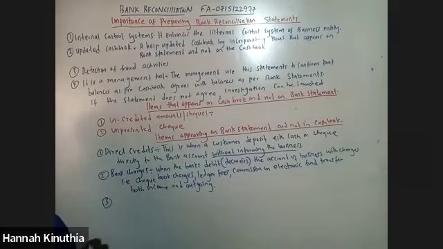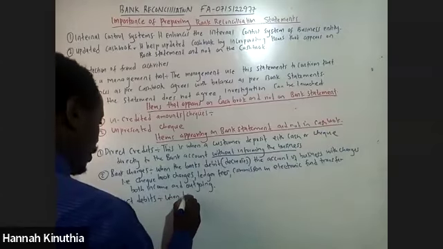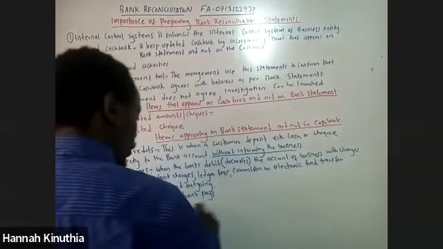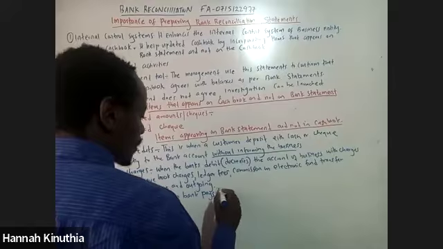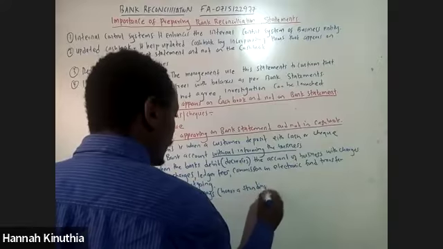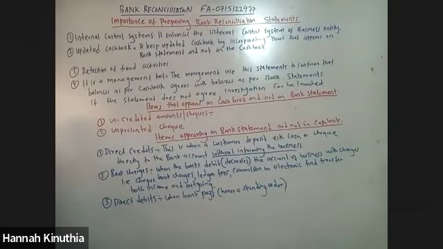Number 3, direct debits. This occurs when the bank pays. We can call them standing orders. When the bank honors a standing order, this is a situation where the bank is paying.